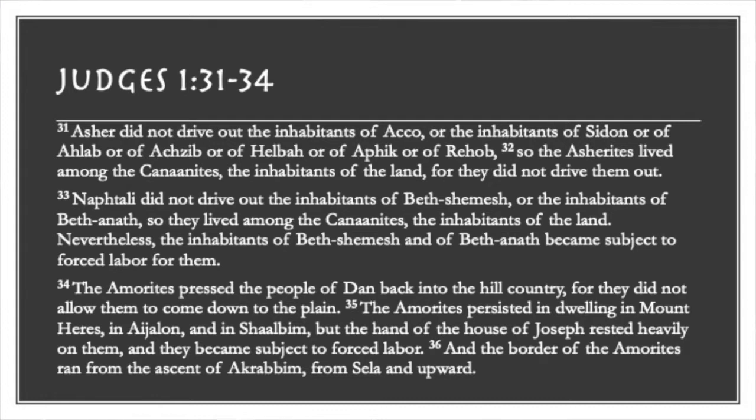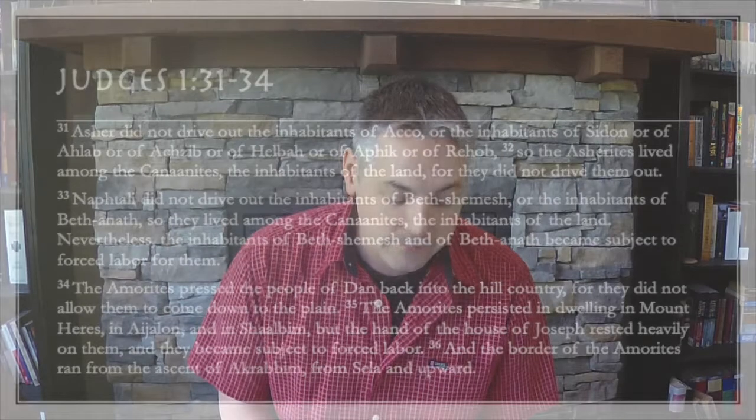The Amorites pressed the people of Dan back into the hill country, for they did not allow them to come down to the plain. The Amorites persisted in dwelling in Mount Heres, in Aijalon, and in Shaalbim. But the hand of the house of Joseph rested heavily on them, and they became subject to forced labor. And the border of the Amorites ran from the ascent of Akrabbim, from Sela and upward.